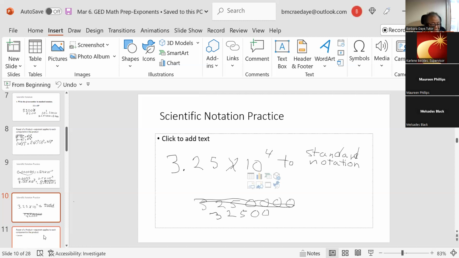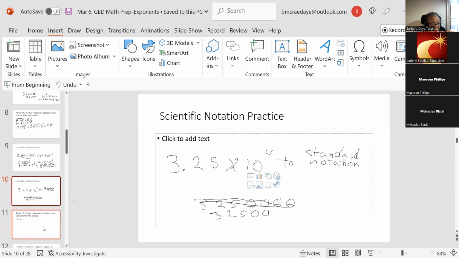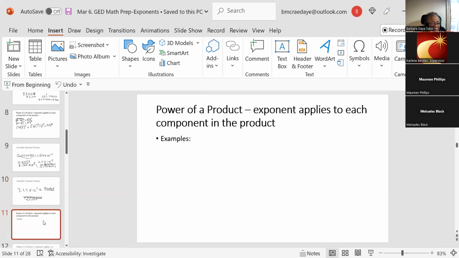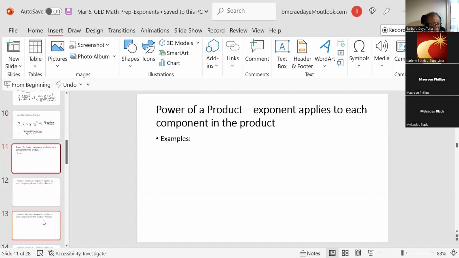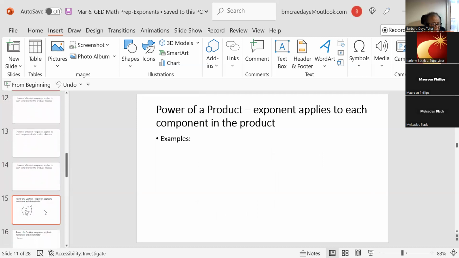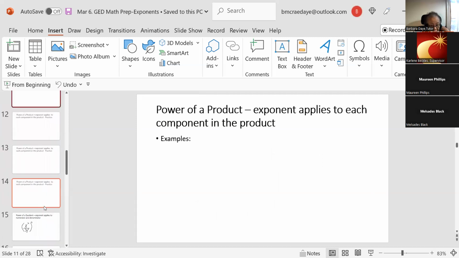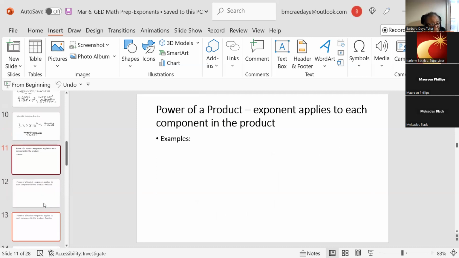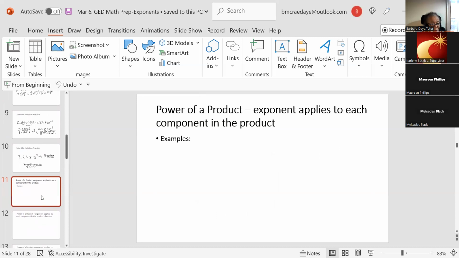Okay, so that was scientific notation and power of a product. Are you clear with power of a product, or do you think you need to do more practice? You could do another one, Miss. All right, let me do another one on power of a product. Now that means you have what? A product in the parentheses and a power outside.